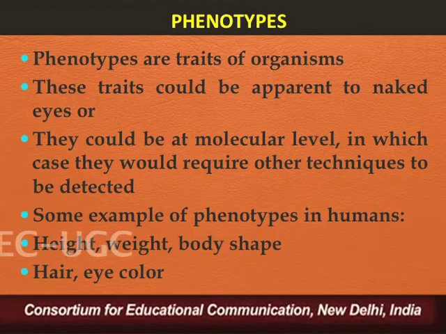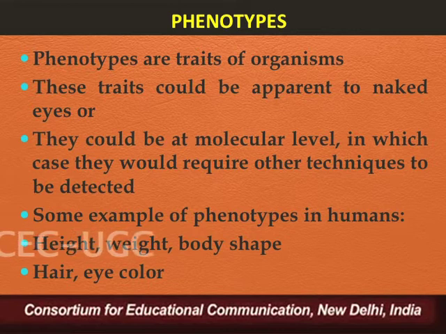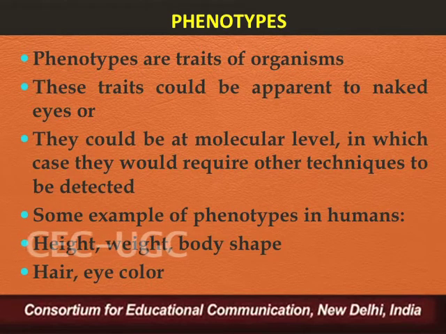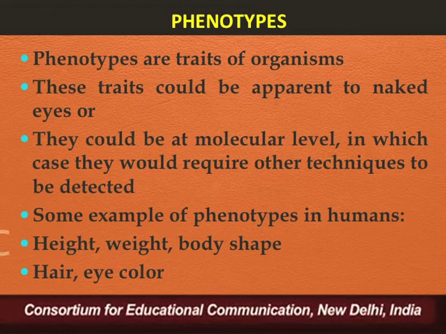So what exactly is a phenotype? A phenotype is something which is discernible to us, that is, something which can be seen by us. Any trait occurring in an organism can be termed a phenotype. Now these traits might appear directly to the naked eye, like in the case of the peacock. The feathers are very much apparent to us, so we can see them clearly.